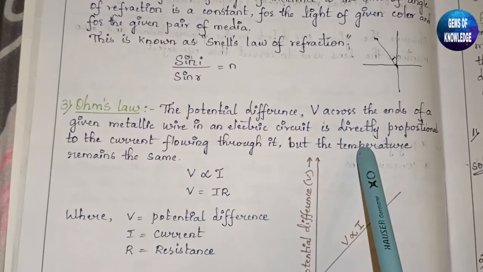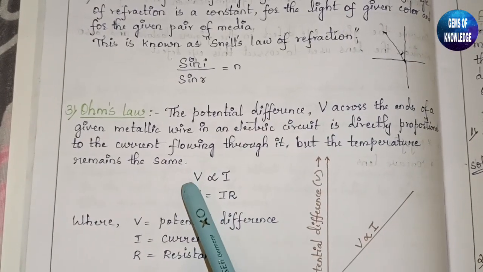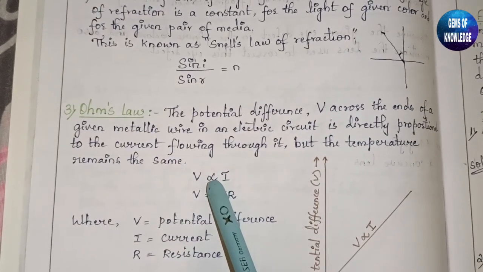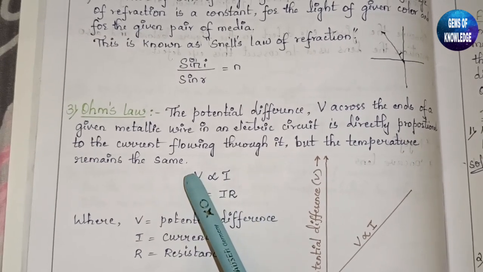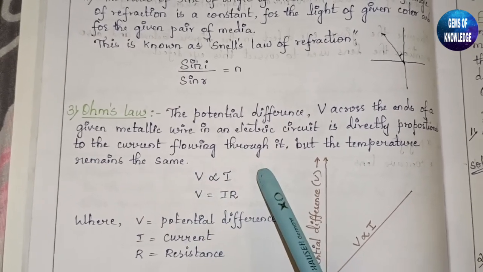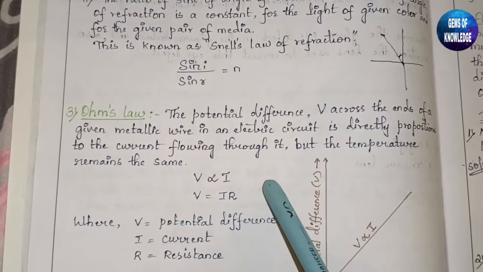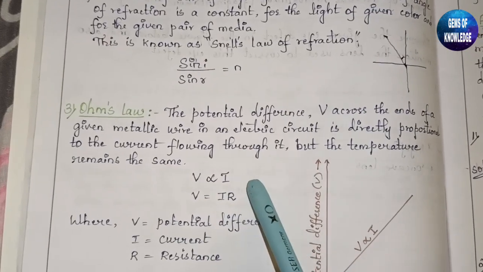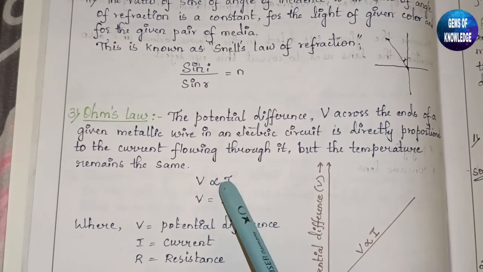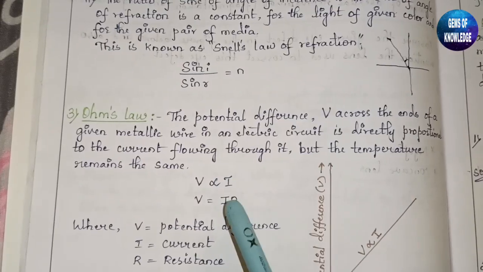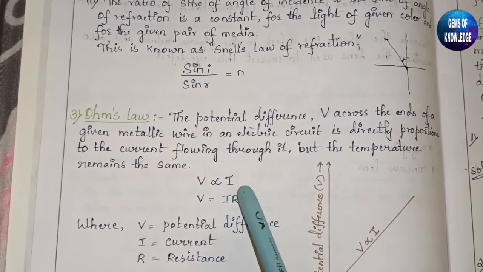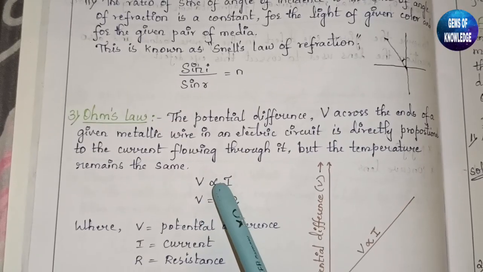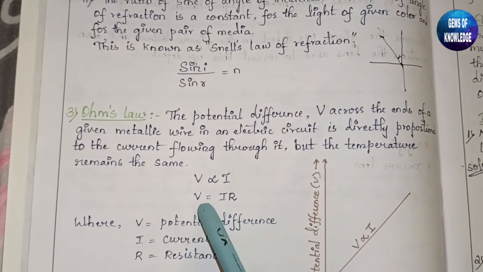The condition is that the temperature won't be changing, and only the potential difference is directly proportional to the current in the circuit. It means if the potential difference increases, current will also increase. If it decreases, current will also decrease. Okay, so to remove this proportionality sign, one constant is needed, that is R, resistance. If we add this constant, then this proportionality sign will change to equal to.